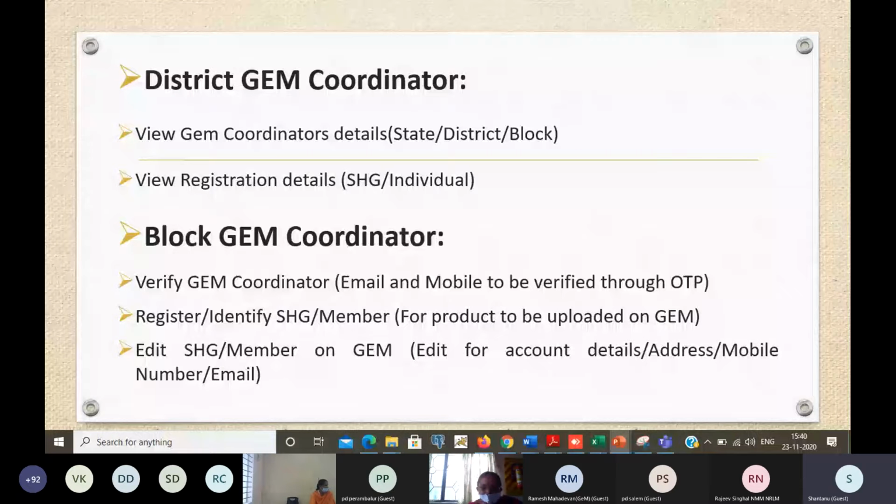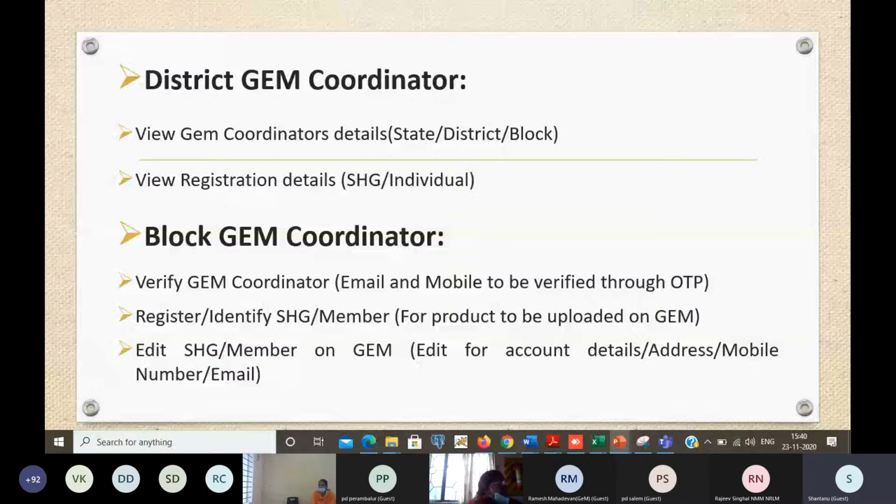So this activity is to be done by the block GeM coordinator. Registration here refers to the identification of the SHG. You identify the details from the drop-down list of SHGs available in the NRLM MIS master list, and select the SHG name and member name based on the products available with them. Once you have identified, the verification level is another important thing.